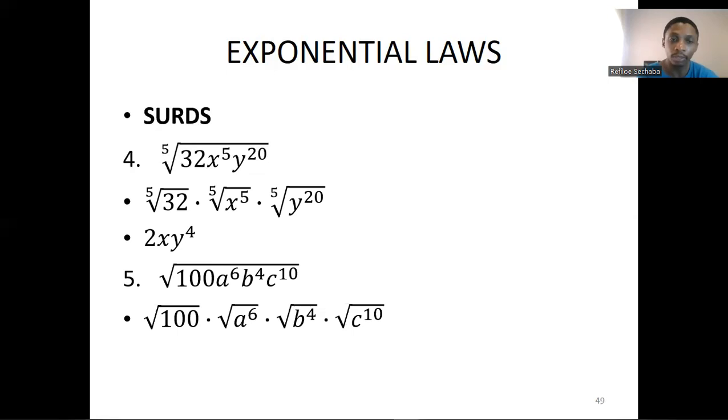How did I get that 3? I simply took 6 and divided by 2. The root here is square. Square means 2, so we're finding the second root. In this case, it will simply be 6 divided by 2, which gives you 3. What about b? It'll be b to the exponent of 2 and c to the exponent of 5.